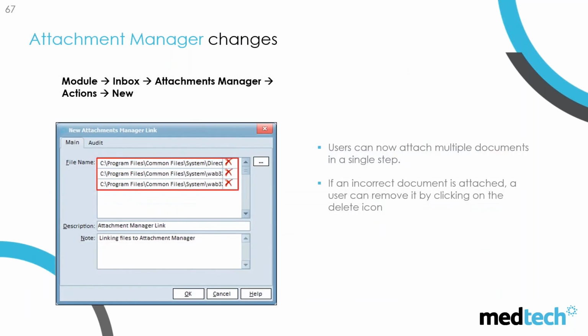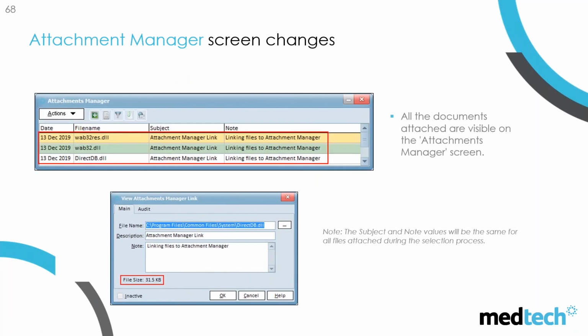Attachment management changes. You can sort of see again, users can now attach multiple documents in a single step, and you can also see if an incorrect document is attached, a user can remove it by clicking on the delete icon. So there's an additional delete icon there. So there's just the details there of the notes that have changed as well.